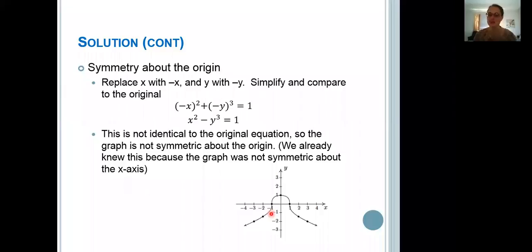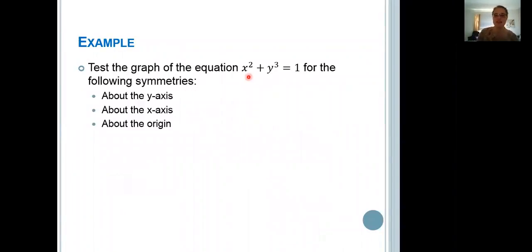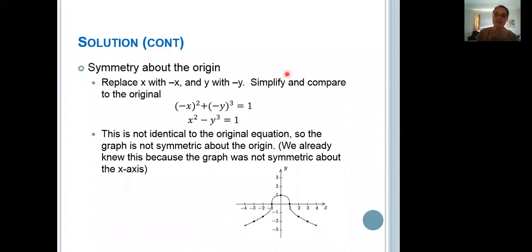Okay, let's check for the origin. We know this too, right? Replace x with negative x and y with negative y and simplify. We end up with x squared minus y to the third equals 1. Not the same thing as what we started with. What we started with was x squared plus y to the third equals 1. This graph is not symmetrical about the origin.